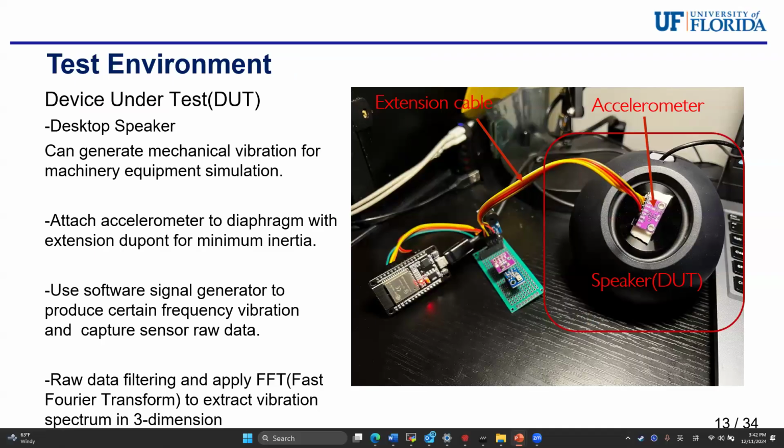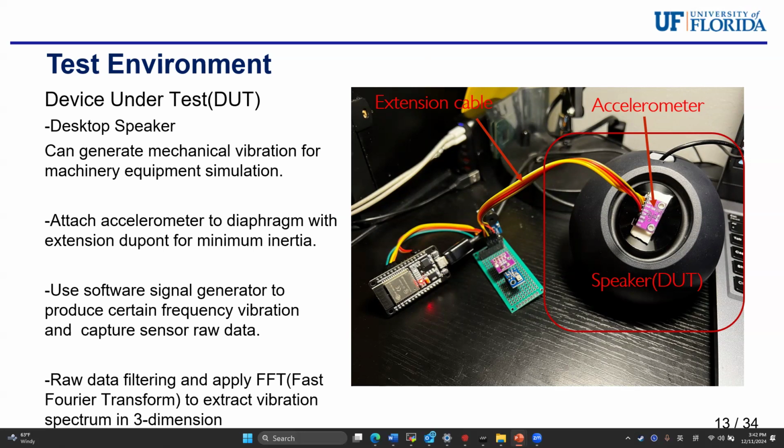And this is our test environment. The device under test is actually a cloud speaker. It can generate mechanical vibration for machinery equipment simulation. And we attach our accelerometer board to the diaphragm with an extension DuPont wire to minimize inertia. Then we use a software signal generator to produce a certain frequency tone, which can represent the normal operation of our machinery.